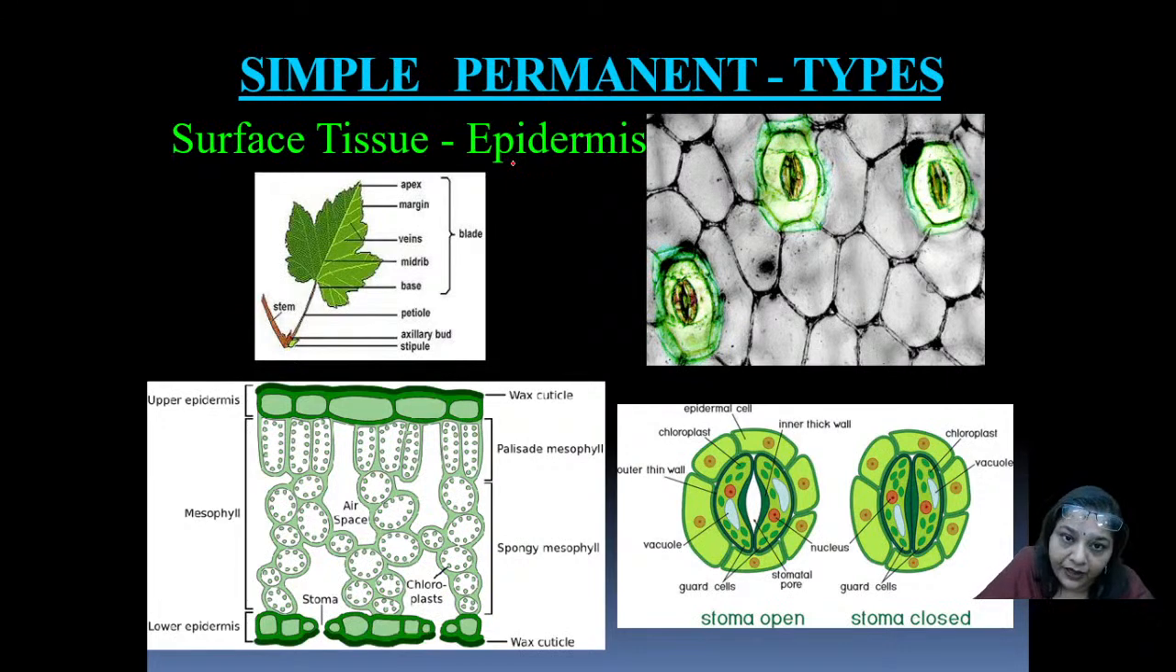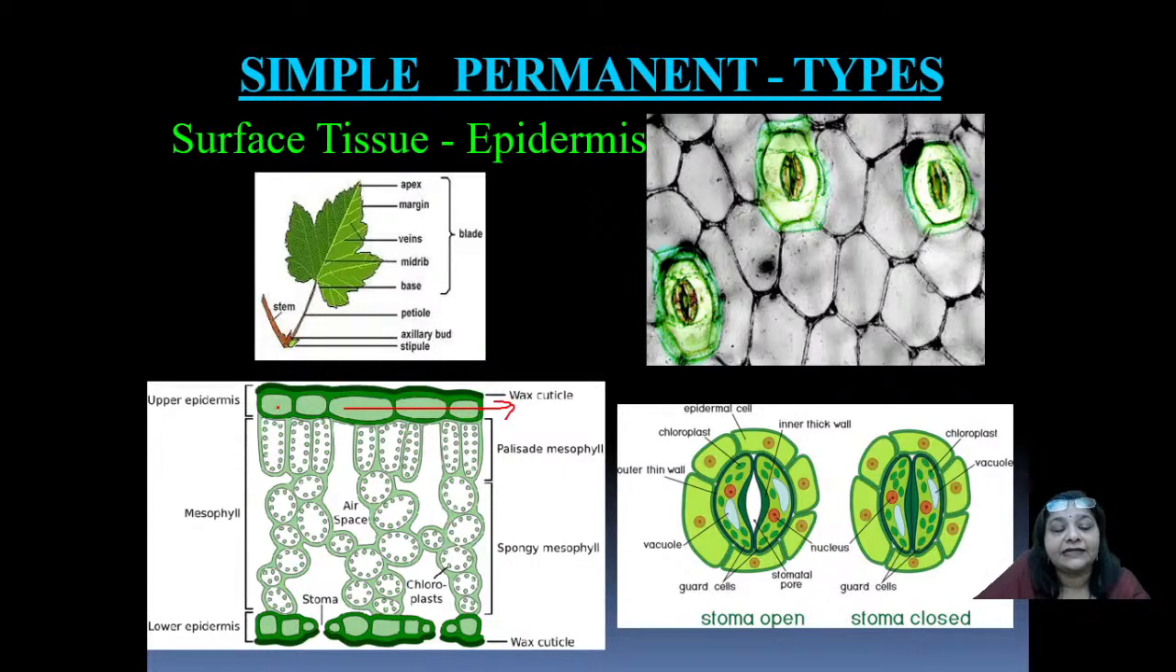Epi refers to upper and derma means the covering, right? Epidermis is the surface tissue found on the surface of the leaves, the stem and the roots, every part of the plant body. Like skin is the outermost covering of human beings and other animals, in the same way surface tissue is the covering of the whole plant. If you see in this leaf, you can see the surface tissue. If you just observe it, the epidermis contains barrel-shaped cells.